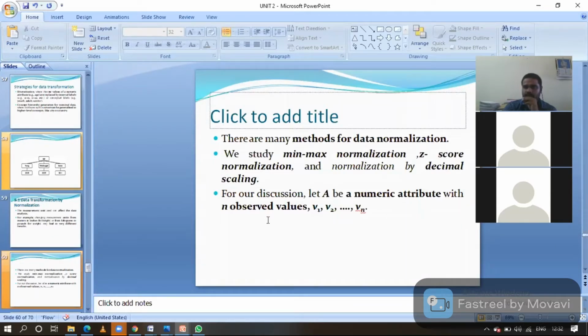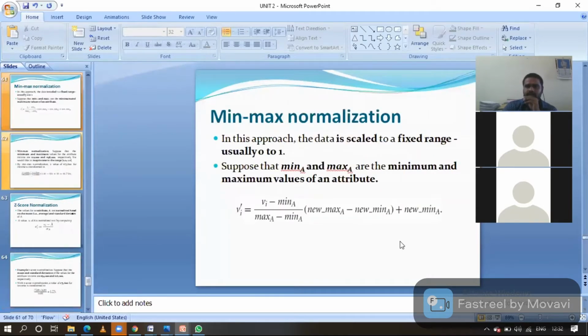How many observations, how many values, how many records are there for that? A has n observation values. What is the first value? V1. What is the last value? Vn. Okay, let us see the first one.